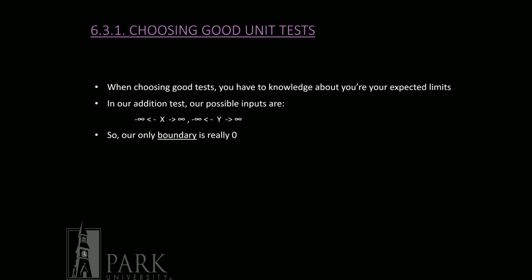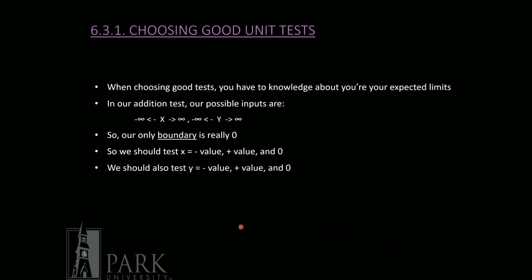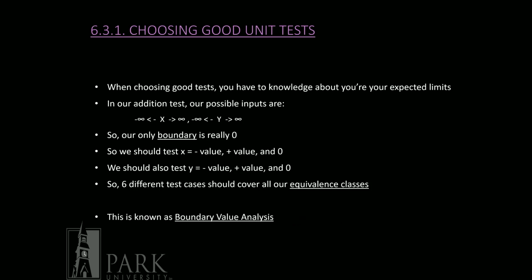So what that means is that we should test a negative value, a positive value, and 0. We should check something that's on the boundary. But we should do the same thing for our y values, our second input as well. We should check negative values, positive values, and 0. So this is going to result in 6 different equivalence classes. And we also call this boundary value analysis. And that just means that we're looking at what the logical boundaries of our outputs are expected to be, and how we can pick different inputs to get a result that's in those different equivalence classes.